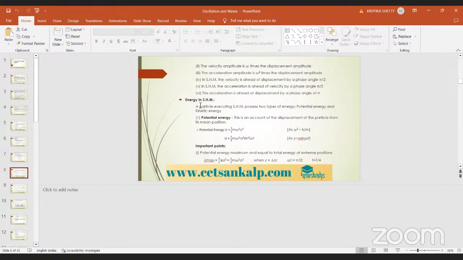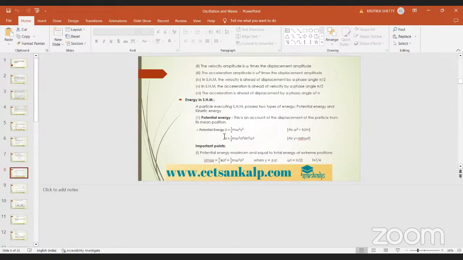Then what about the energy in case of simple harmonic motion? A particle executing simple harmonic motion possesses two types of energies. What are the two types of energies here? That is potential energy and kinetic energy. So what is the expression for potential energy? The potential energy in simple harmonic motion is given by half m omega square into y square. We can also substitute the value of y, that is a square sin square omega t.